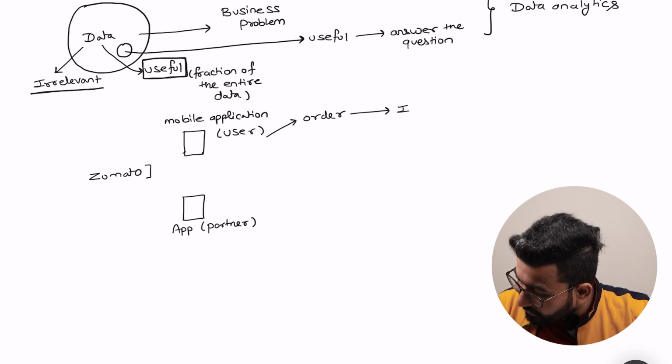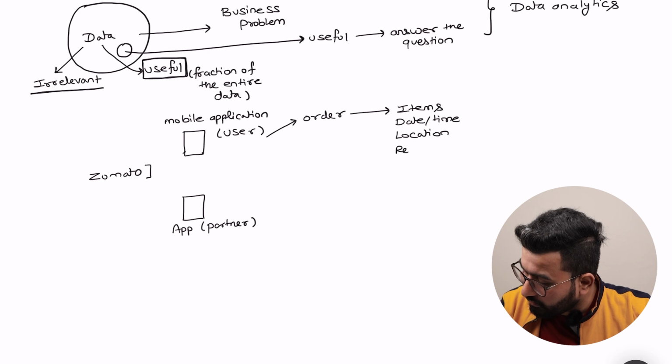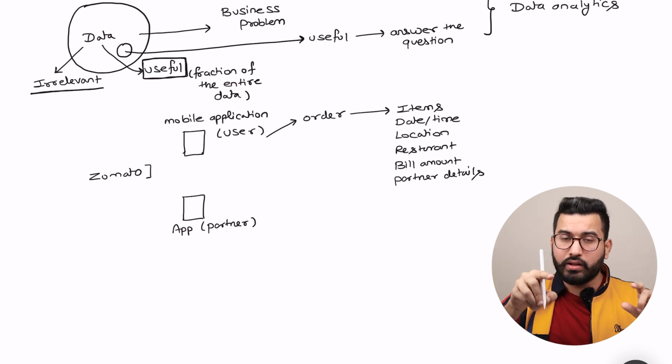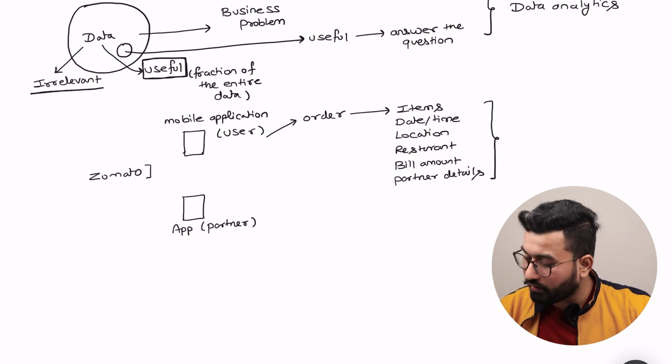Maybe number one, the items that are ordered, then date, time, then location, then restaurant, then bill amount, then partner details, and so on. So every order that is getting placed is generating all this data, right?